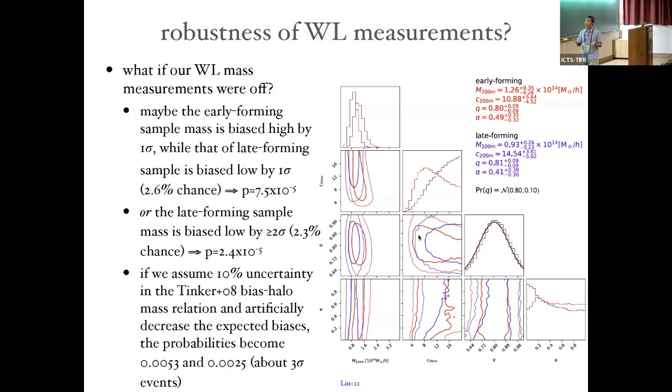I should note that for all these calculations, we have assumed the Tinker et al. 2008 bias mass relation. So if we assume a 10% uncertainty at the high mass end and lower the expected biases by that amount, then the probabilities become 0.0053 and 0.00225, both about 3 sigma events.